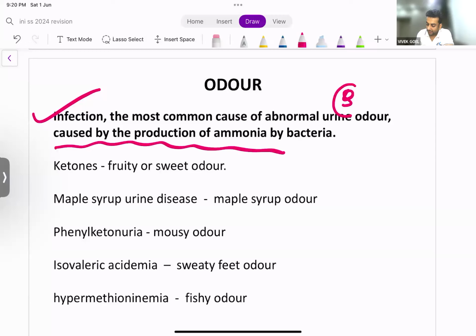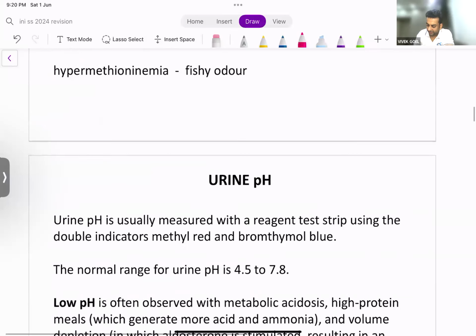So infection. Apart from that, ketonuria has a fruity odor, maple syrup urine disease has a maple syrup odor, phenylketonuria has a mousy odor, isovaleric acidemia has a sweaty feet odor, and hypermethioninemia has a fishy odor. So this is more for theoretical interest.